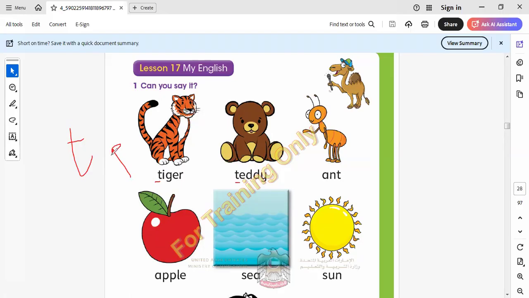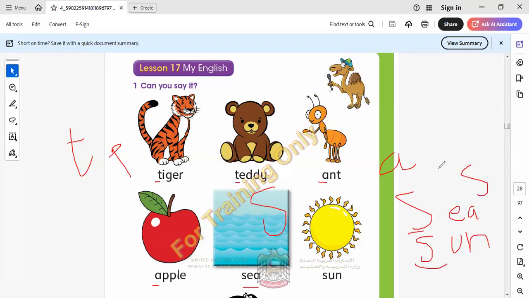Started with letter T. Here we have ant and apple. Ant and apple started with letter A. Here we have S. The words that started with S are sea and sun. Sea and sun started with which letter? With letter S. This is called letter S.